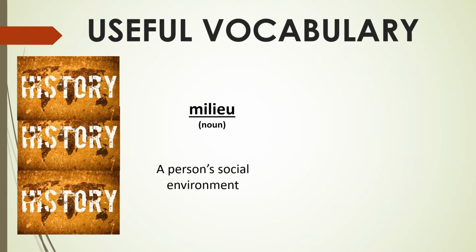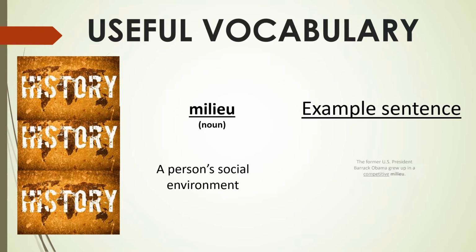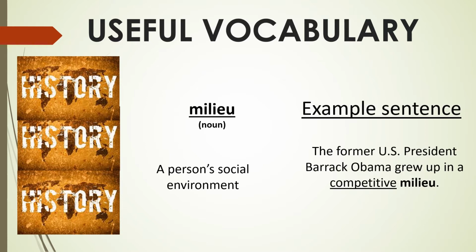The next word that we need to study here is the word milieu. It is a noun. It means a person's social environment. Again, milieu is an environment, but only pertains to social environment. One example I can give is that I grew up in a peaceful and loving milieu. So if you grow up in a peaceful and loving milieu, your social environment is loving, caring, and kind, full of happiness, rich in compassion. An example sentence here is: the former US President Barack Obama grew up in a competitive milieu. So again, milieu pertains to the environment, but it only refers to social environment.